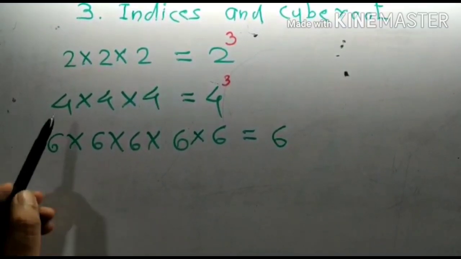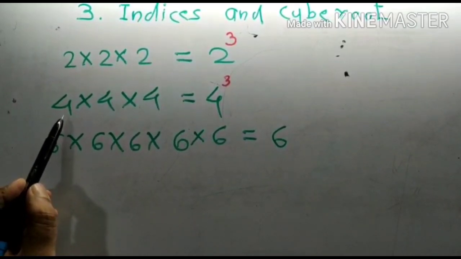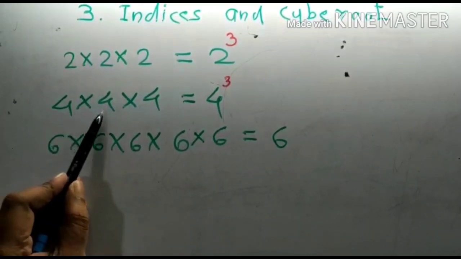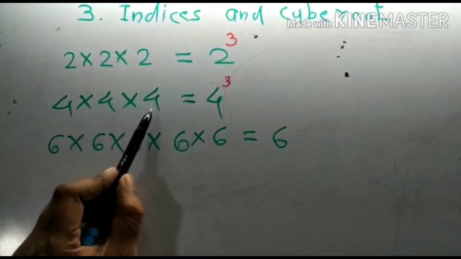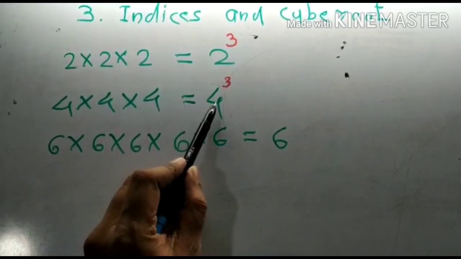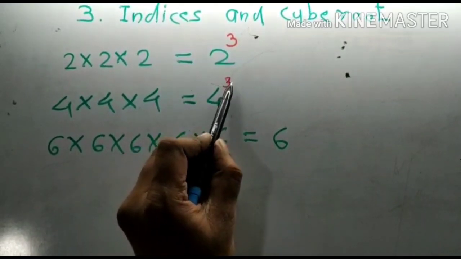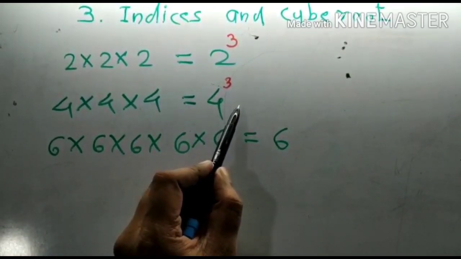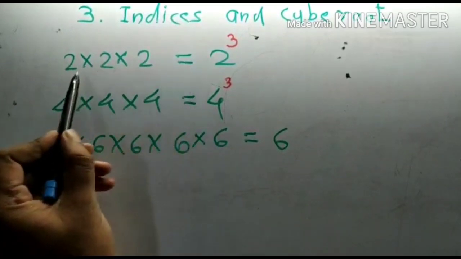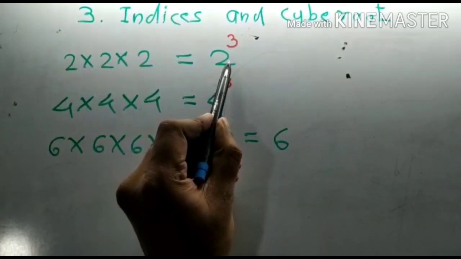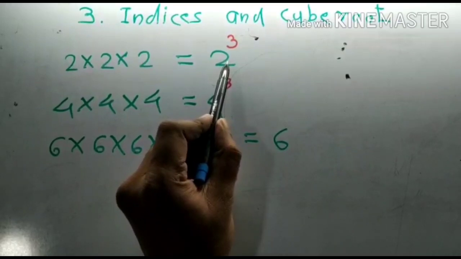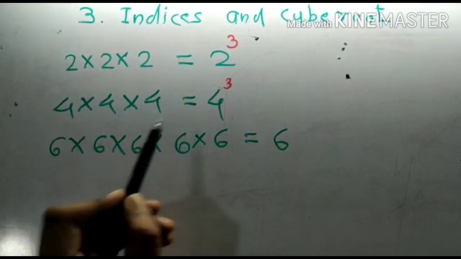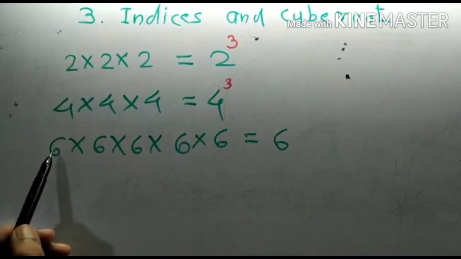Now, in the second example, the 4 is 3 times. 1, 2, 3. 4 into 4 into 4 means equal to 4 raised to 3. We also know that if this is 3 times, we also say the cube of 2, cube of 4, 4 cube as well.